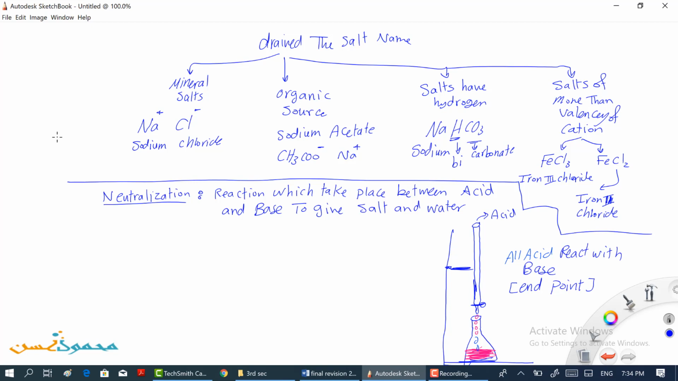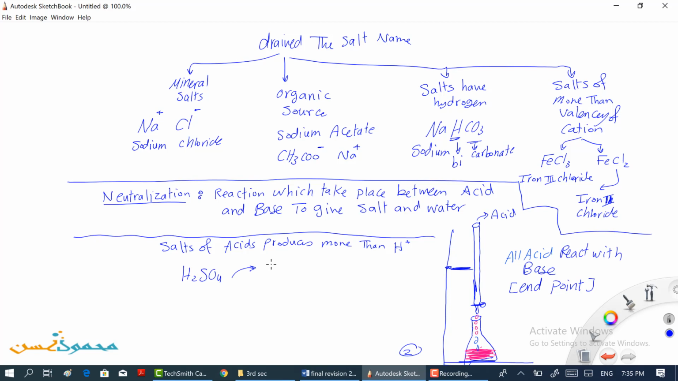Now we are going to talk about some sources of the salts. Sometimes we will find salts of the acids that produce more than one hydrogen ion, like in the case of sulfuric acid, H2SO4. So we may find sodium sulfate or sodium bisulfate.